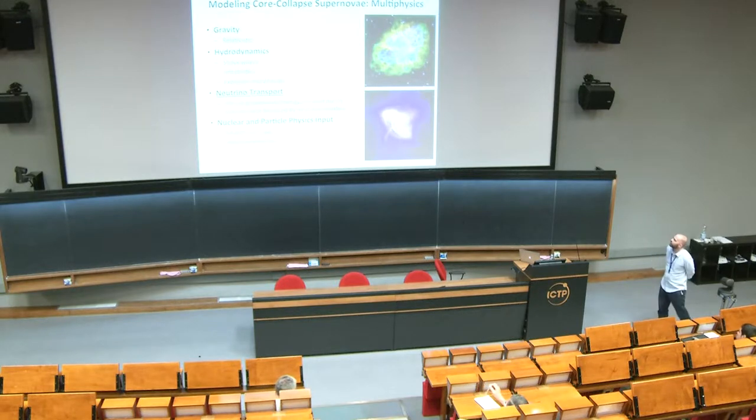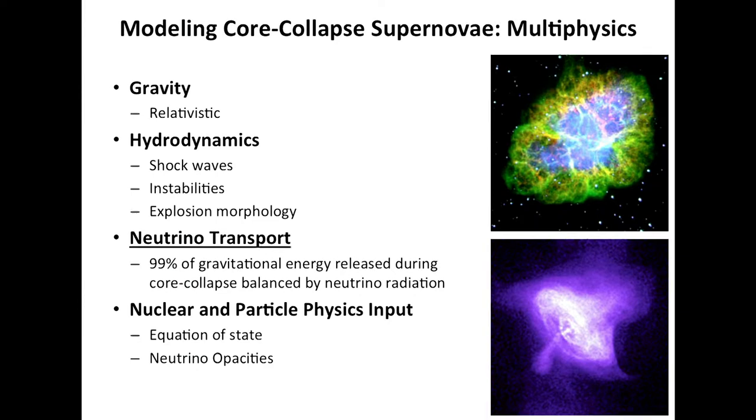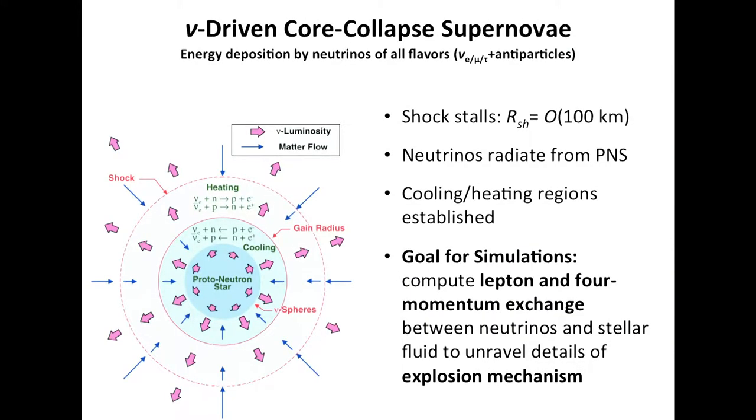And the source is neutrino deposition, so the challenge is to compute the energy and momentum transfer between the radiation field and the fluid. As I mentioned, the shock wave bounces off this neutron star and propagates radially. It loses energy due to neutrino emission and dissociation. It stalls at around 100 kilometers, and we have this setup where we have a stalled shock at roughly 100 kilometers. Then we have a neutron star. Between the proto-neutron star and the shock is the gain radius.